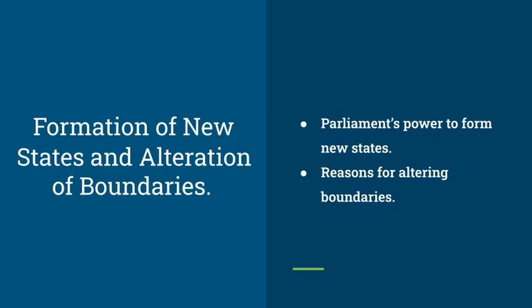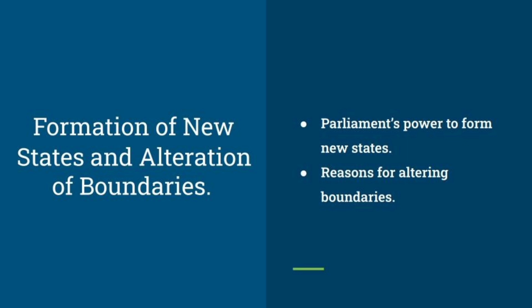Next thing is formation of new states and alteration of boundaries. Article 1 also empowers the parliament to form new states, alter the boundaries of existing states, or change the names of the states. Three things, that is, to form a new state, alter the boundaries of existing states, or change the name of a state. Article 1 empowers whom? That is the parliament. It empowers the parliament to do these three things. This provision allows for the reorganization of states to promote administrative efficiency, linguistic or cultural consideration, or any other relevant factors. Remember that it empowers the parliament.